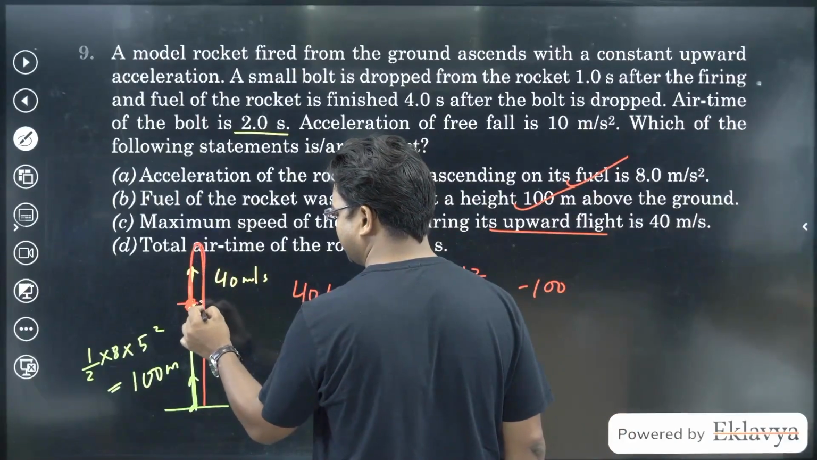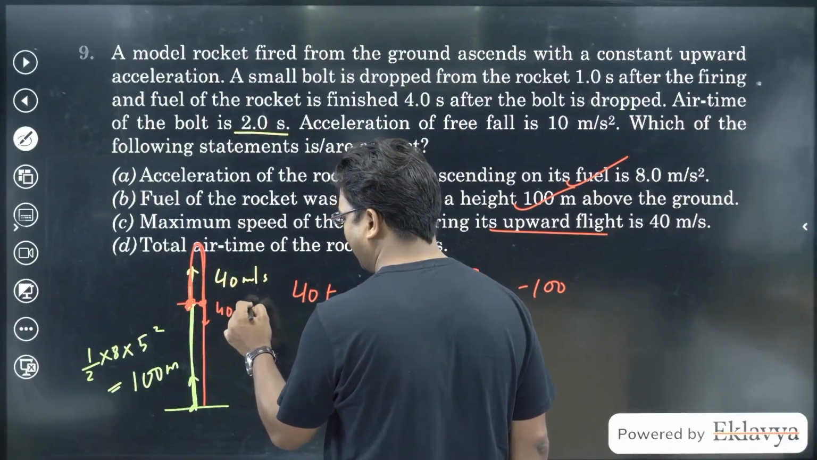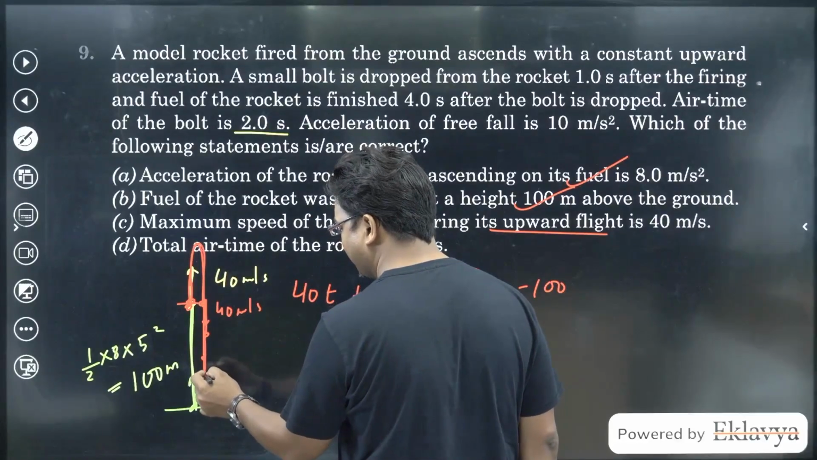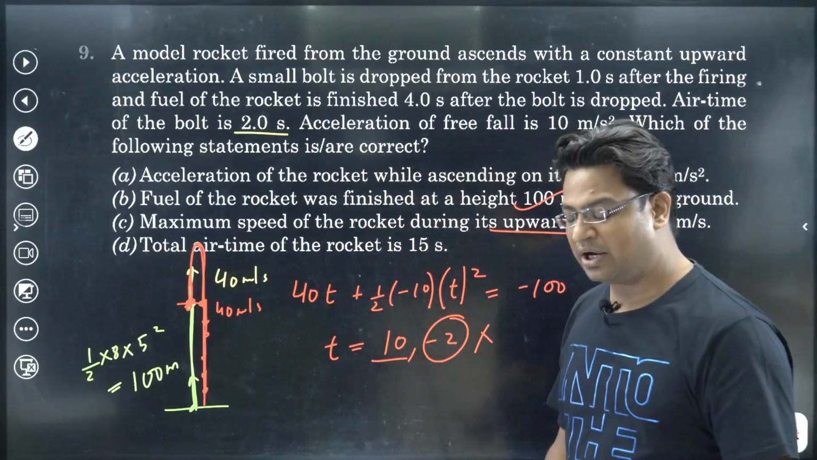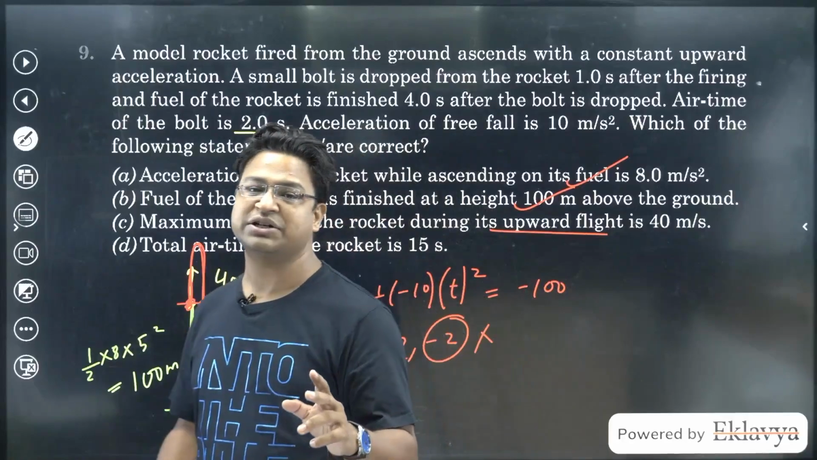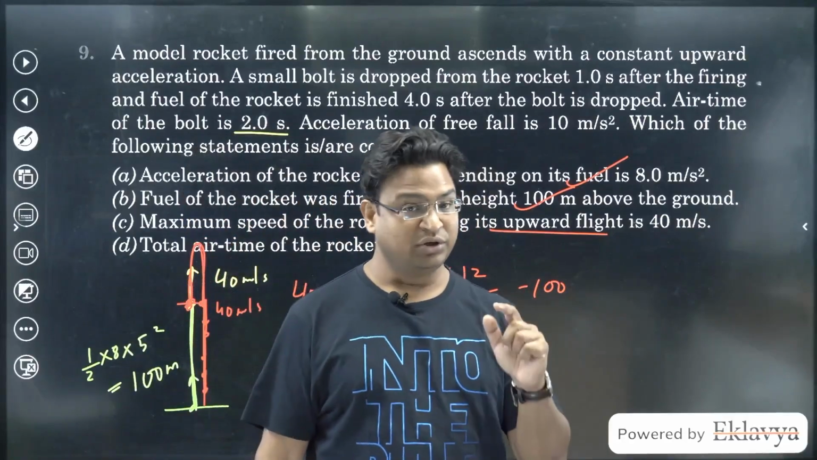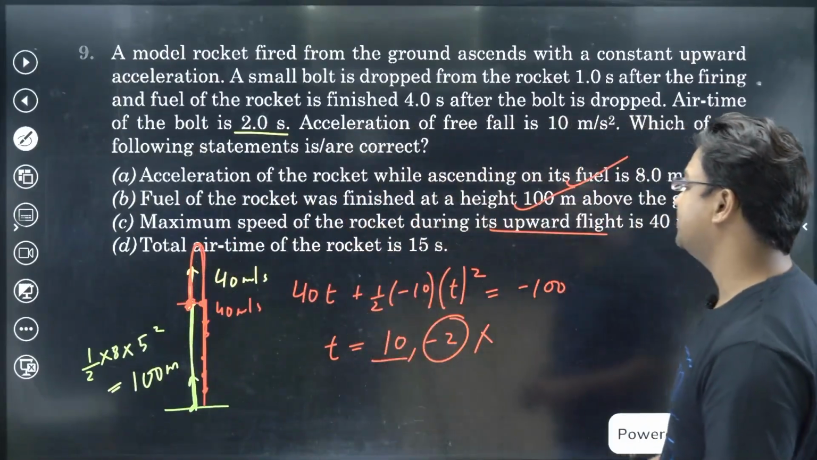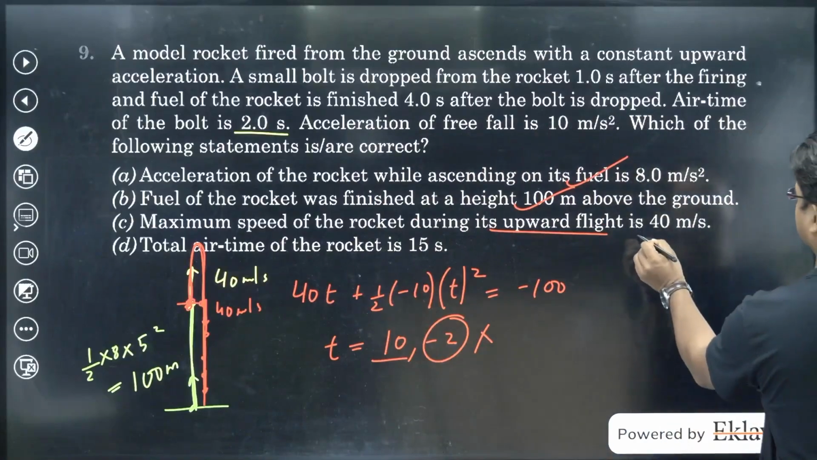As it comes down, the speed of 40 would be attained here, and then as it travels further below, the speed will become more than 40. So we are not saying that the rocket never acquired a speed of more than 40. It did during its fall, but the question says maximum speed of the rocket during its upward flight is 40. So yeah, this is correct.